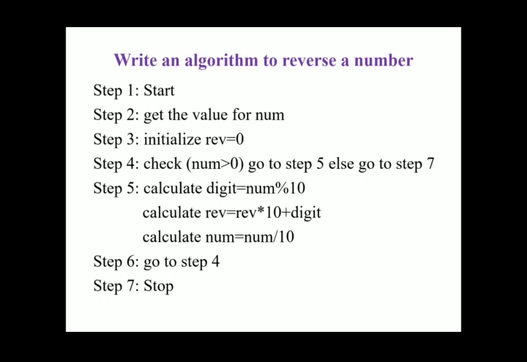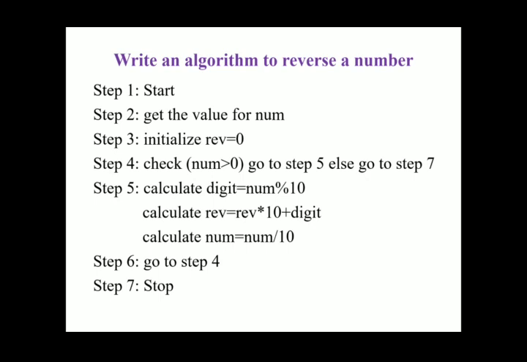In step 3, I have assigned the value 0 to a variable rev, which means initially we are not going to reverse any number. So simply we are giving the value 0 to the variable rev. In step 4, I have mentioned the condition as num greater than 0, which means the number should be greater than 0, so the reversing process, that is, the logic, can be performed.